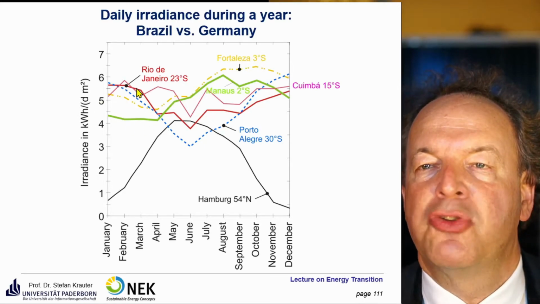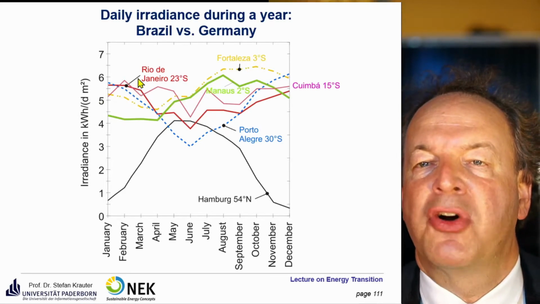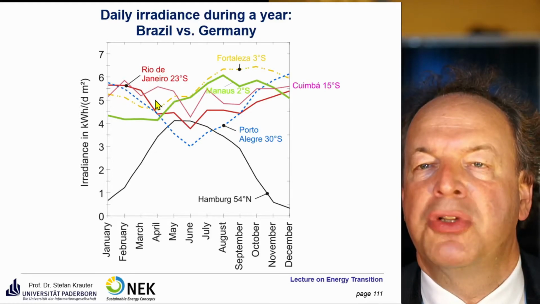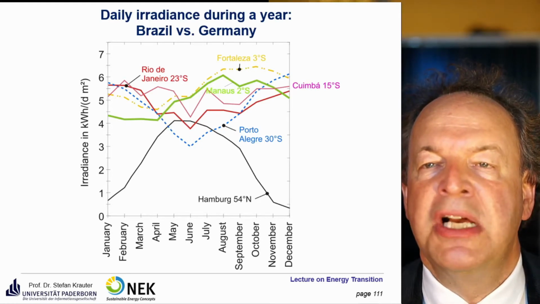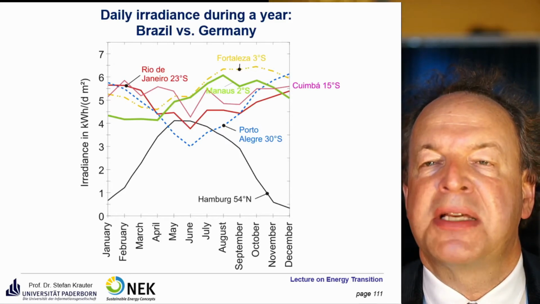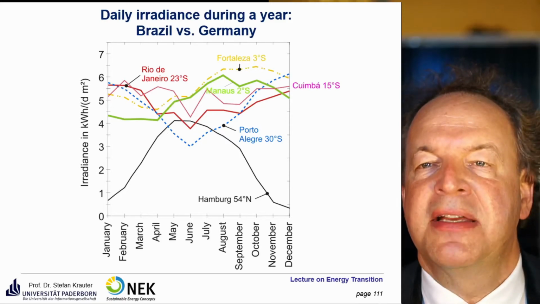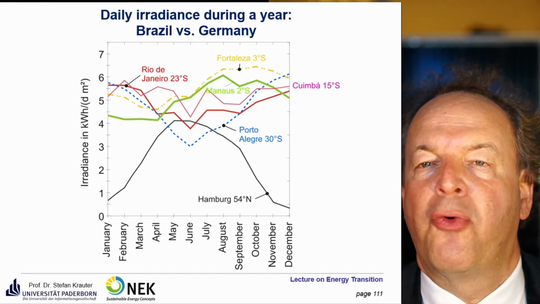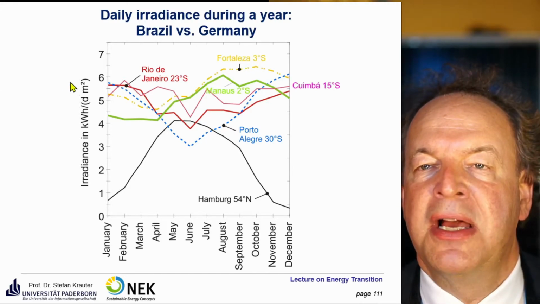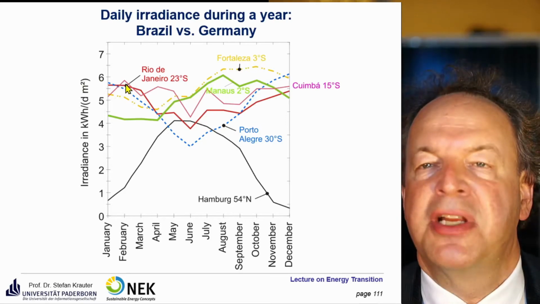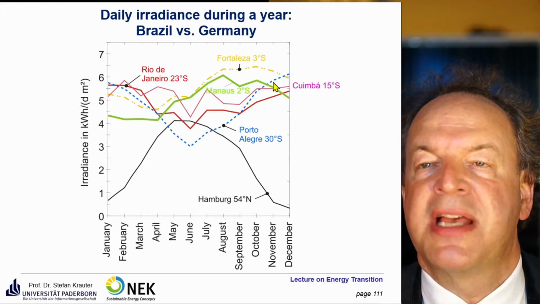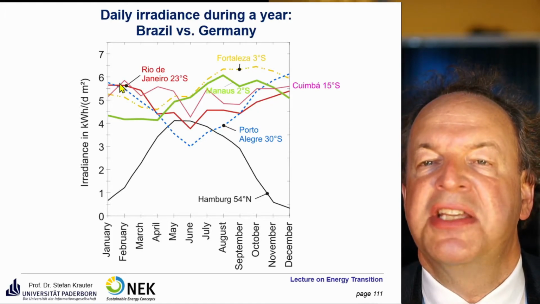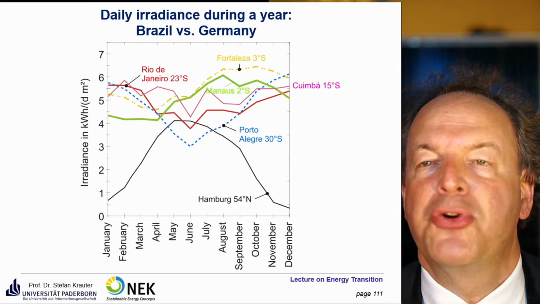This is compared now to Brazil, as I already mentioned. Here, for example, Rio de Janeiro, the bold red line, you see that winter and summer are exchanged compared to Germany. We have winter in June, with the lowest irradiance, but it's in the vicinity of the highest irradiance in Germany, about 4 kilowatt hours per square meter per day. The highest irradiance in Rio de Janeiro is in summer, in February, January or December, and this is in the vicinity of about 6 kilowatt hours per square meter.